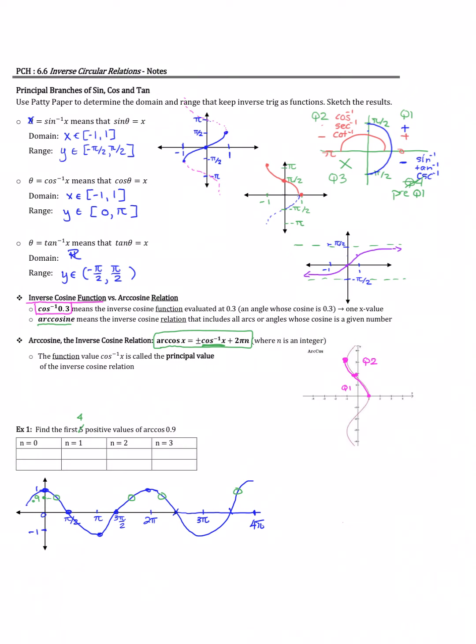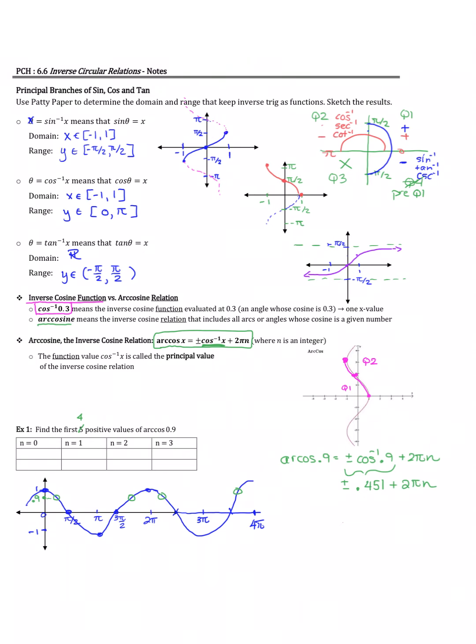All right. So how do I find this? Well, you're going to go to your calculator, and the arc cosine of 0.9 is going to be plus or minus the inverse cosine of 0.9 plus 2 pi n. That's the definition. All right, so on our calculator, this gives us plus or minus 0.451 plus 2 pi n, multiples of 2 pi. So I'm going to start to fill in our little table.